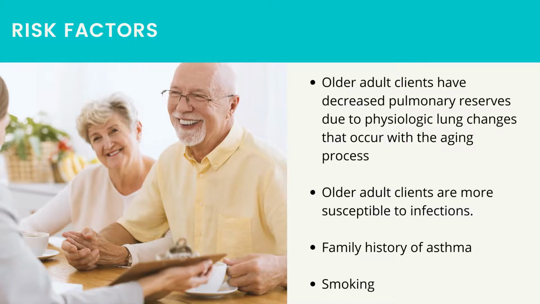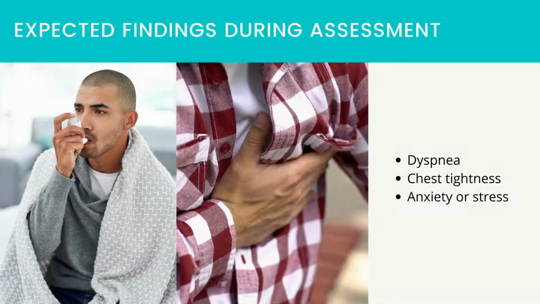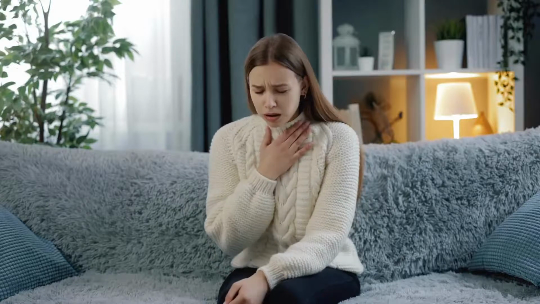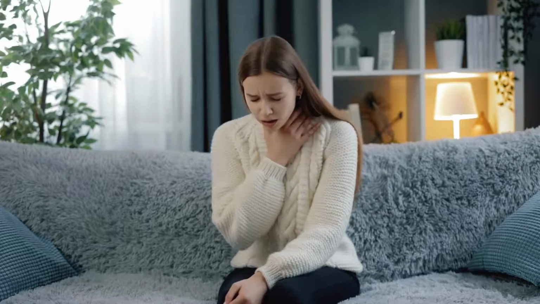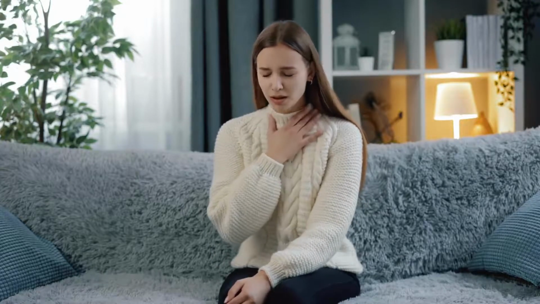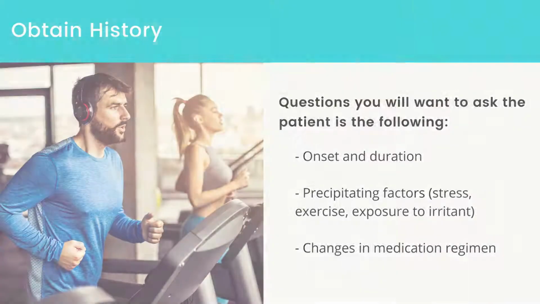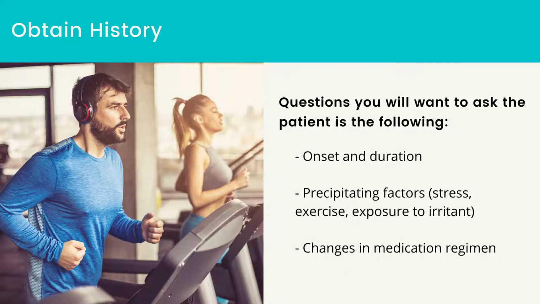Other risk factors: family history of asthma, smoking, secondhand smoke exposure, environmental allergies, exposure to chemical irritants or dust, gastroesophageal reflux disease, GERD. Expected findings during assessment: dyspnea, chest tightness, anxiety or stress. Physical assessment findings: coughing, wheezing, mucus production, use of accessory muscles, prolonged exhalation, poor oxygen saturation, low SaO2, barrel chest or increased chest diameter. Obtain history regarding current and previous asthma exacerbations.